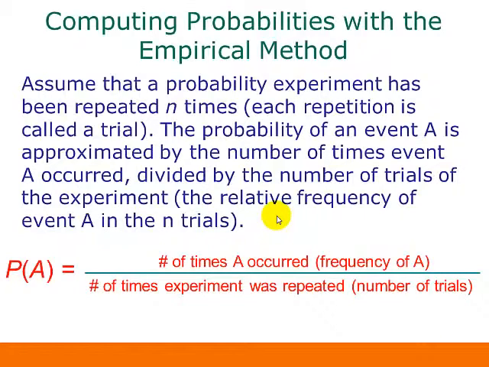So to compute the probabilities, we assume that a probability experiment has been repeated n times. Each repetition is called a trial. The probability of an event A is approximated by the number of times event A occurred, divided by the number of trials of the experiment. So we're just computing the relative frequency of event A in the n trials. Then to approximate the probability of A, we take the number of times A occurred, or the frequency of A, divided by the number of times the experiment was repeated, or the number of trials.